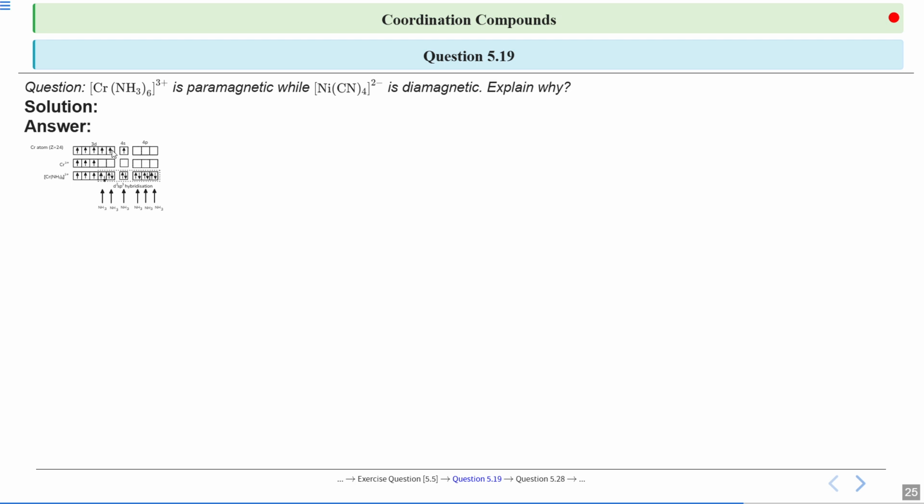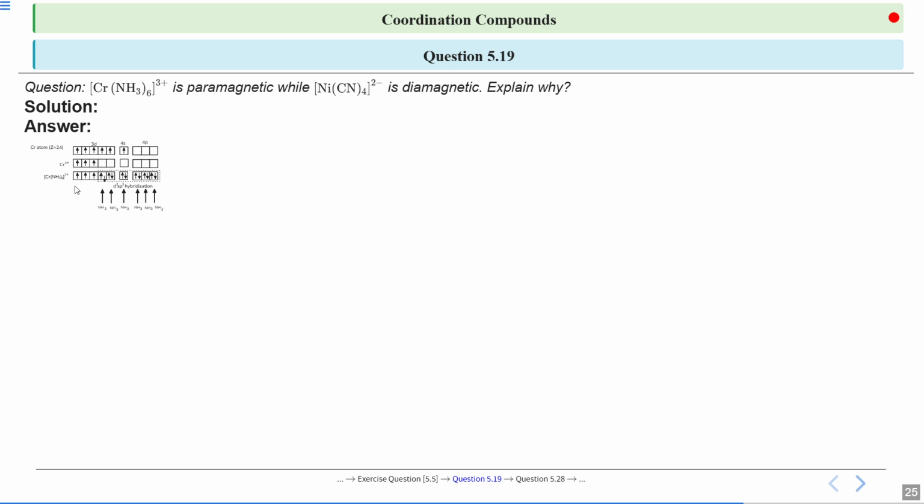So, the remaining 3 electrons will be available in the 3d, and 4s becomes empty. 4p is also empty. Now for this complex formation, chromium ammonia hole 6, we have 6 number of ligands. You can say this is an octahedral complex.